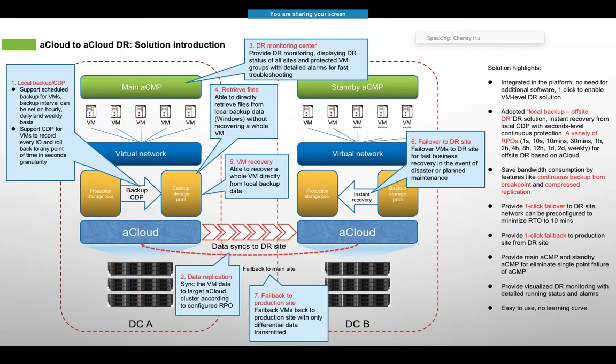And there are some highlights for the disaster recovery solution used on Sangfor aCloud 5.8.6. We are able to provide a wide range of RPO options. It ranges from 1 second minimum to weekly maximum for different types of applications. And we also have features like continuous backup from breakpoint. If the network breaks down, the backup may not be fully transferred from the primary side to the secondary side. When the link is back to normal, we can continue the replication from the breakpoint instead of starting all over again.